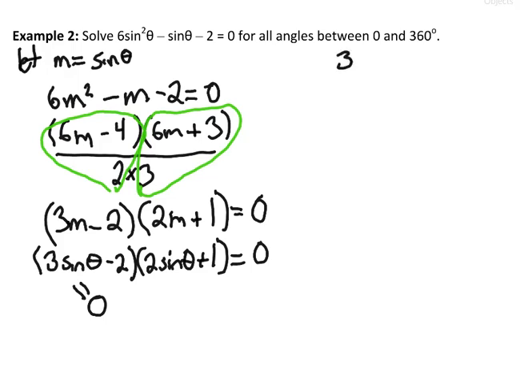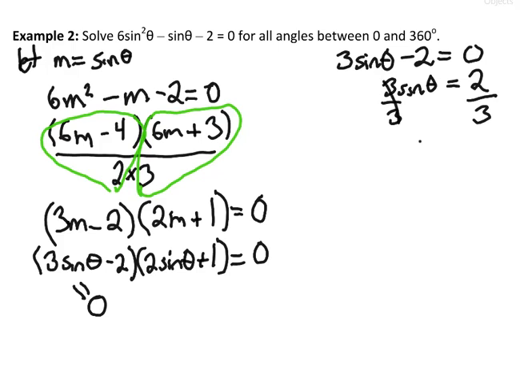So 3 sine theta minus 2 equals 0. That's my first factor. If that equals 0, right, then I'd have 0 times stuff, and that would give me 0 overall. So that's why that's a solution. Move the 2 to the other side so it gets added. So you'll have 3 sine theta equals positive 2. Divide both sides by 3. And we get sine theta equals 2/3.